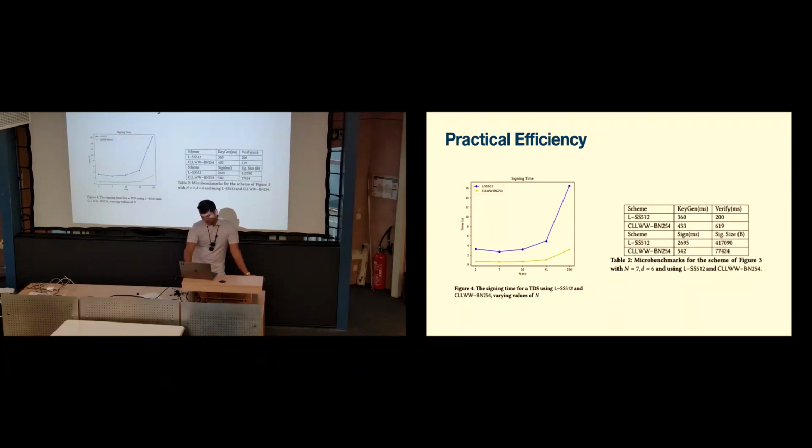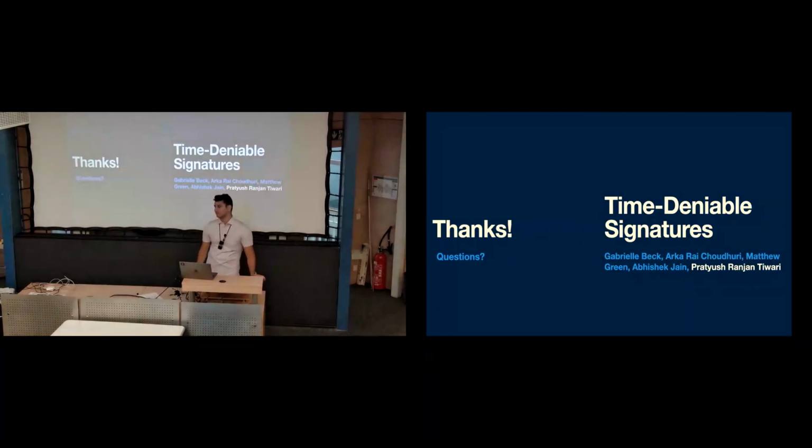And for this purpose, we use Hive schemes which do have this property. One of them is Lucas Waters, the other one is CLLWW using the BN254 curve. And these are some of the numbers we get. Using the CLLWW scheme, we actually do get a pretty efficient implementation. We hope people use this for better privacy.